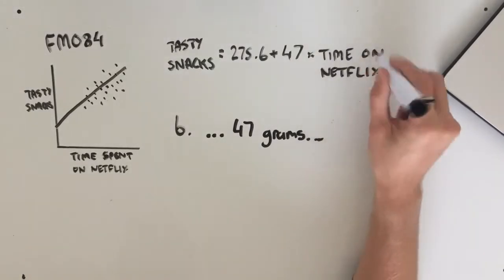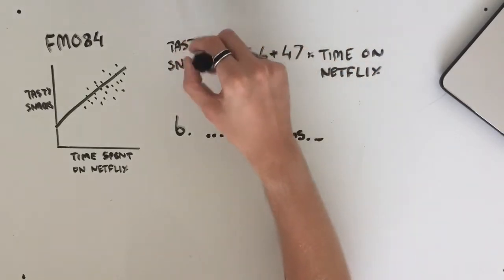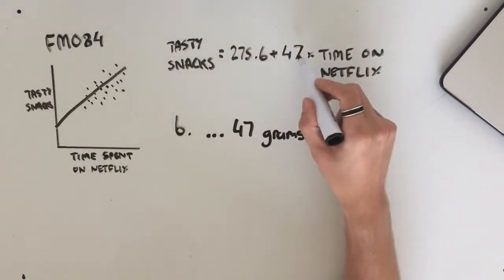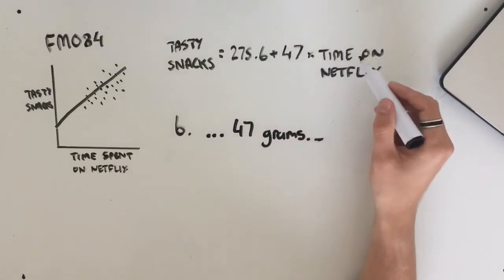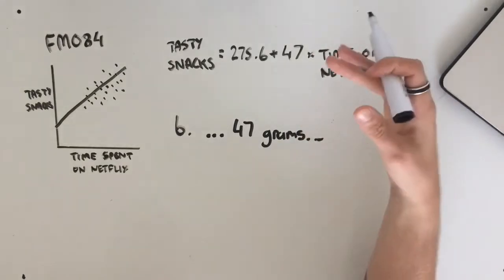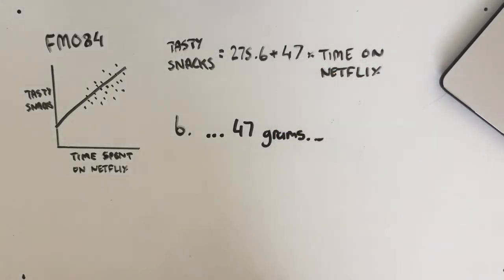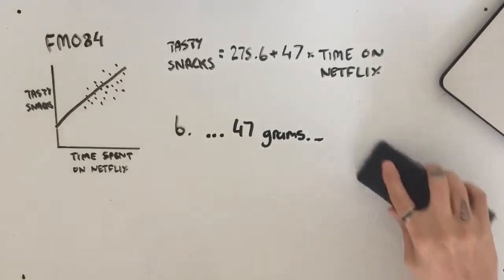So for every hour that we go up over here in time on Netflix, it's going to increase our overall value in tasty snacks by 47, because 1 times 47 is 47, 2 times 47 is going to give us 94, which is another 47 on top, and every time we add 1 hour here, it's going to add another 47. So that's part B.